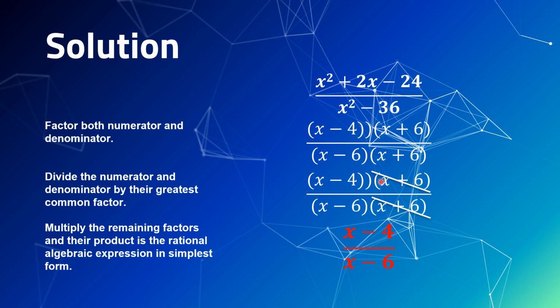So here, this one is the same as this one, so this will be cancelled out. The remaining value will be x minus 4 all over x minus 6. So this one is the simplest form.